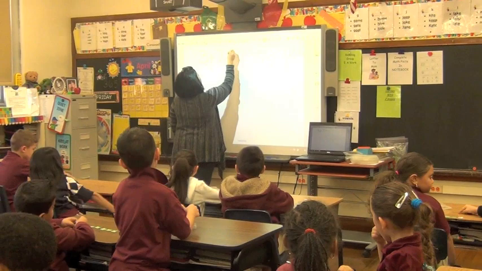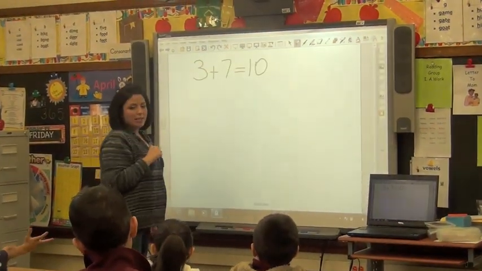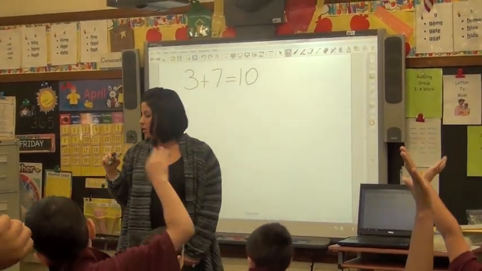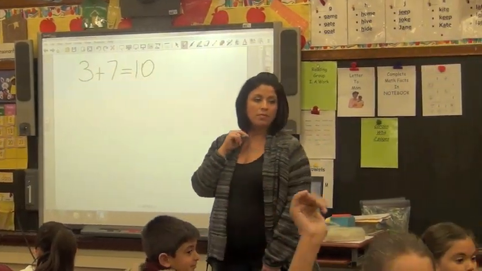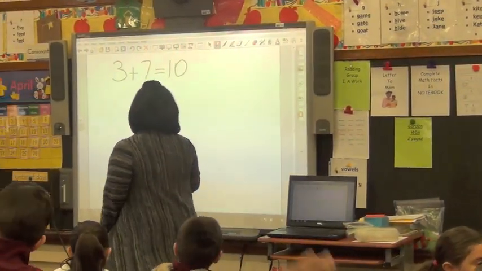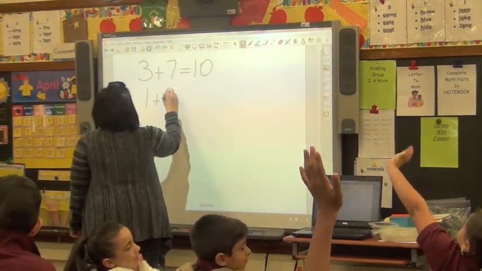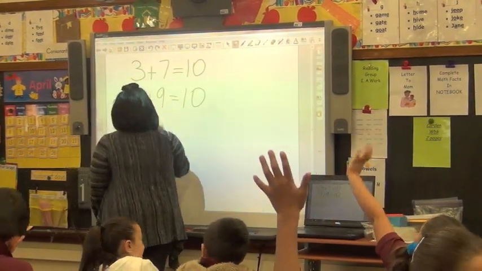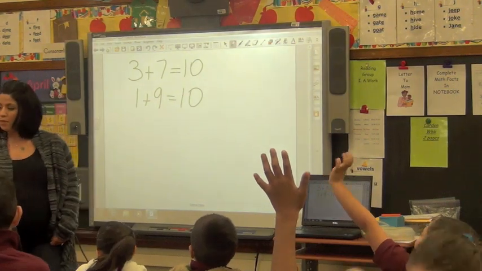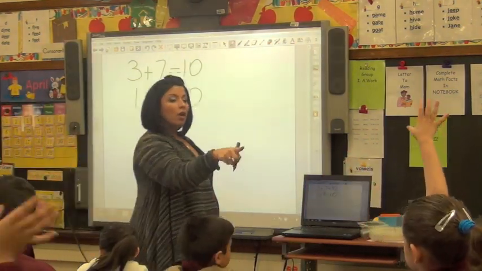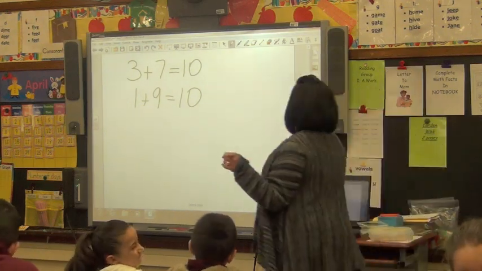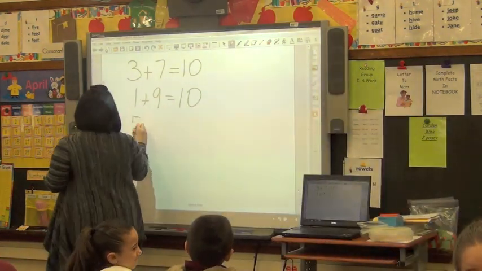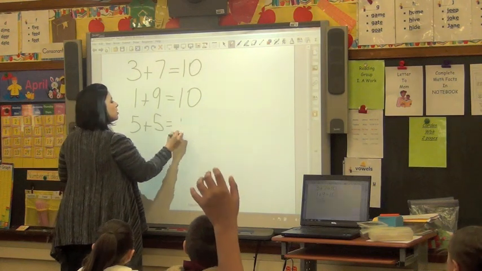Very good, excellent. Olivia, what do you have? 1 plus 9 equals 10. Excellent. So far, so good. Alicia. Alicia's group has 5 plus 5 equals 10.